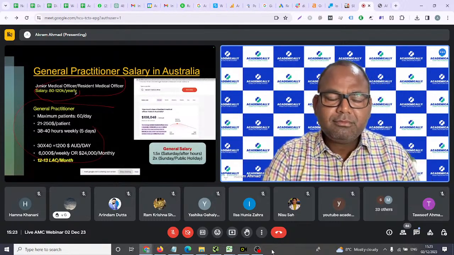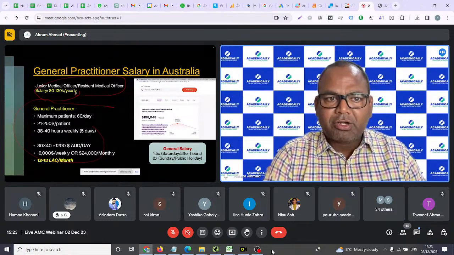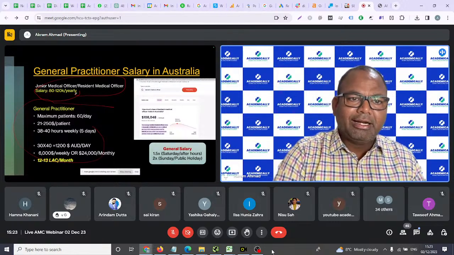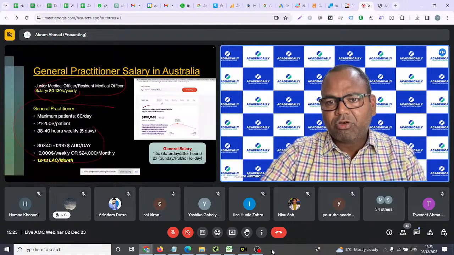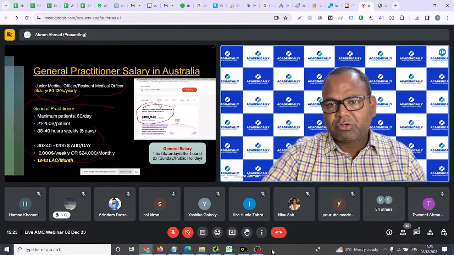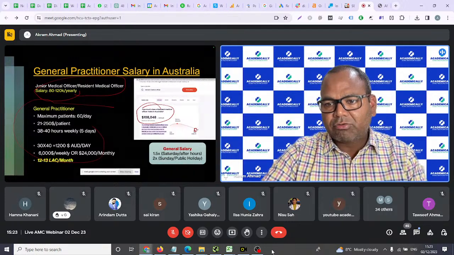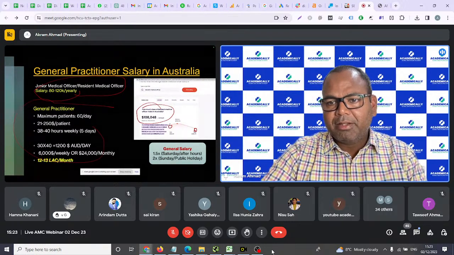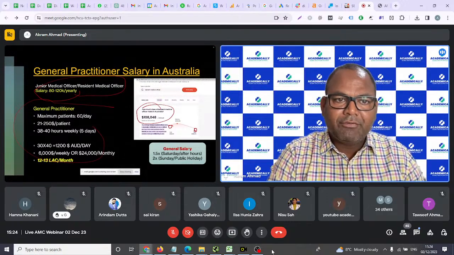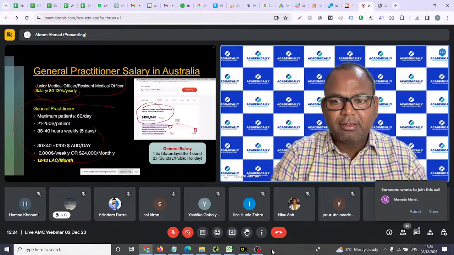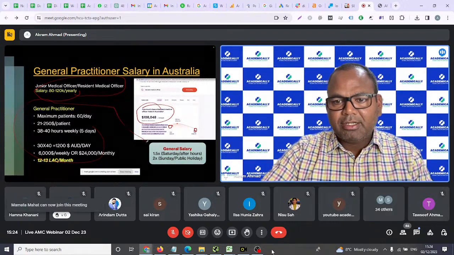You can work as a GMO, junior medical officer or resident medical officer, and most likely the salary is 80 to 120,000 per year. On average, a resident medical officer earns 1,000 Australian dollars, and it goes up to 198,000. This is the maximum, and these are the minimum salaries. This salary is basically for Monday to Friday. If you are working Saturdays, you will be paid 1.5x. So here is the salary in Australia.